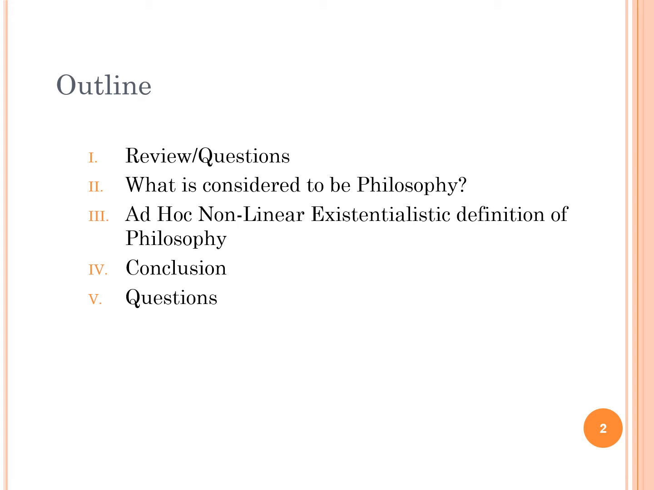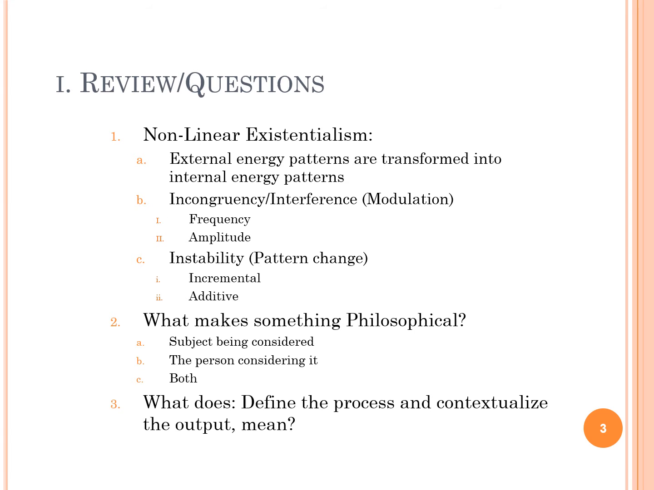So we have basically five parts to this. Review of nonlinear existentialism, questions, what is considered to be philosophy, the ad hoc nonlinear existentialistic definition of philosophy, conclusion, and questions. So, the key aspect of nonlinear existentialism is the idea of nonlinear.